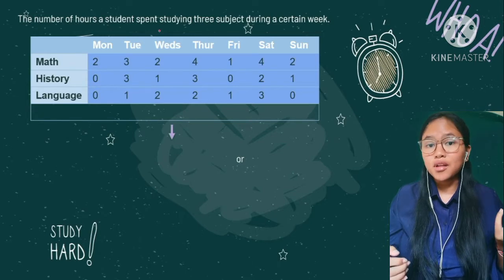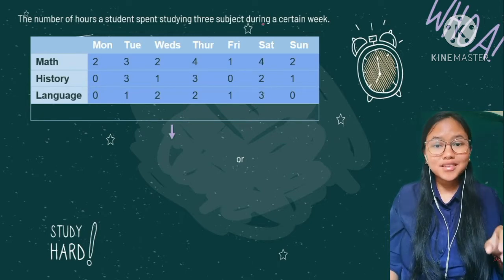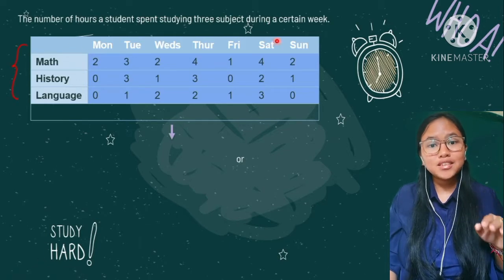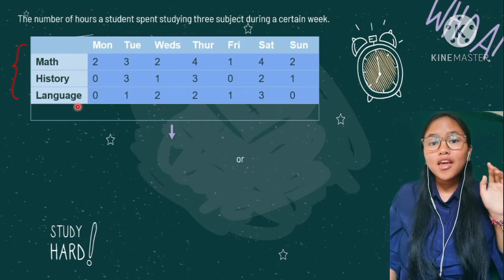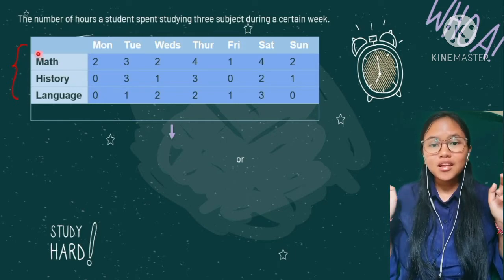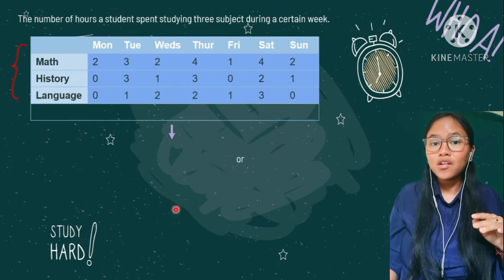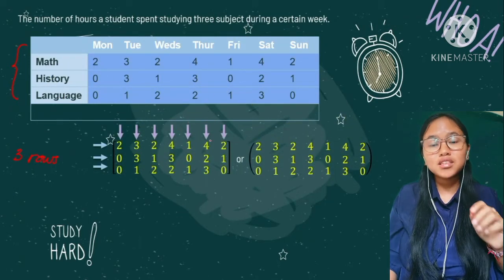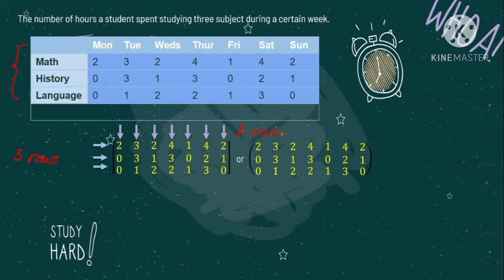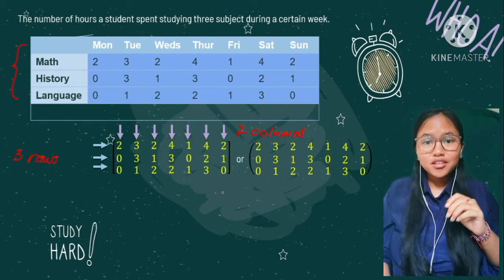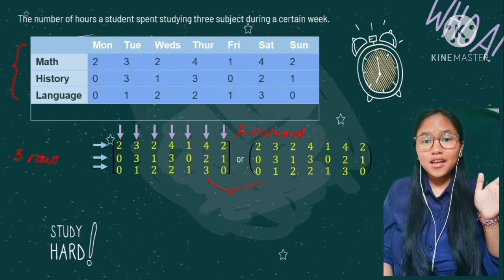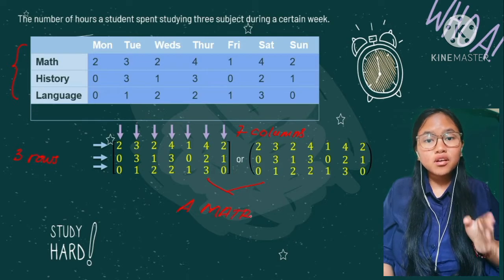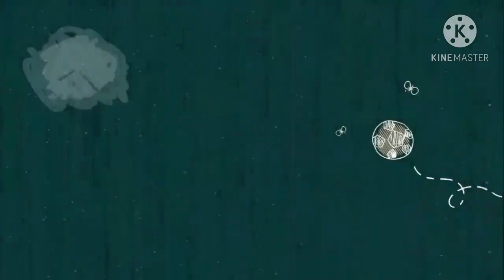So here we have the number of hours a student spends studying 3 subjects during a certain week. As you can see in the table, if we suppress the headings, then we are left with the following rectangular array of numbers with 3 rows and 7 columns. So the rows are horizontal and the columns are vertical. And this is what we call a matrix.